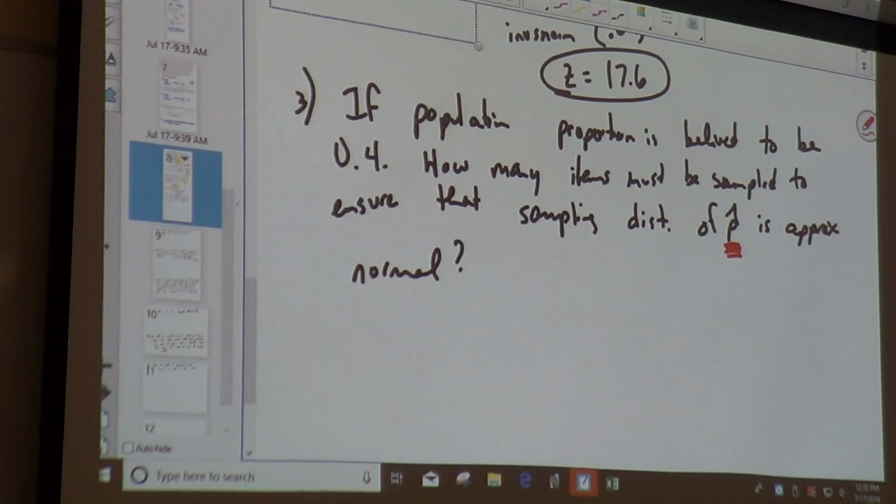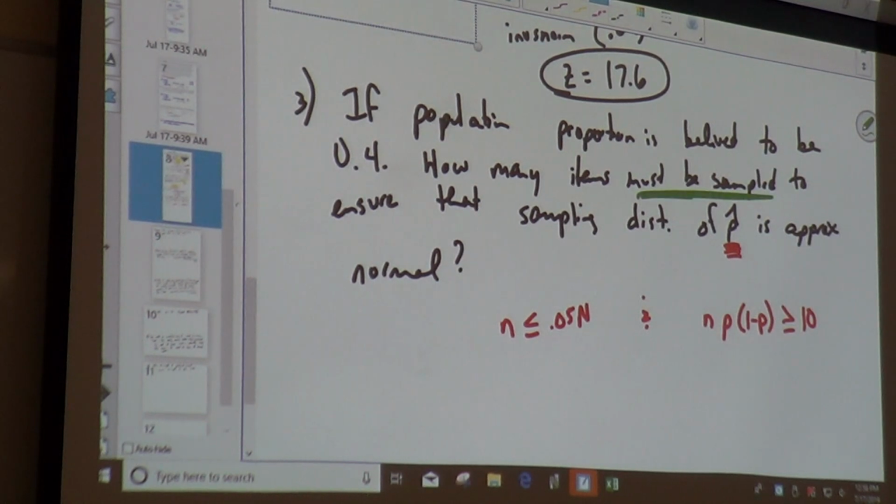This is that n must be less than or equal to 0.05 big N, and n times p times 1 minus p must be greater than or equal to 10. Okay. Now, for this problem, it says how many items must be sampled. So what are we trying to find? We're trying to find n.